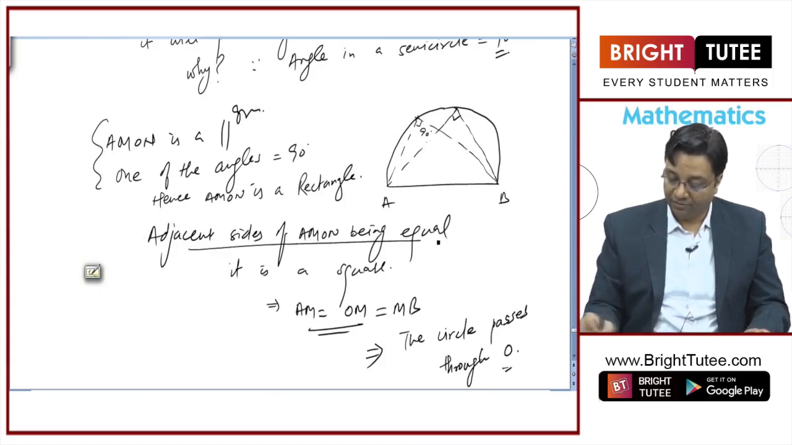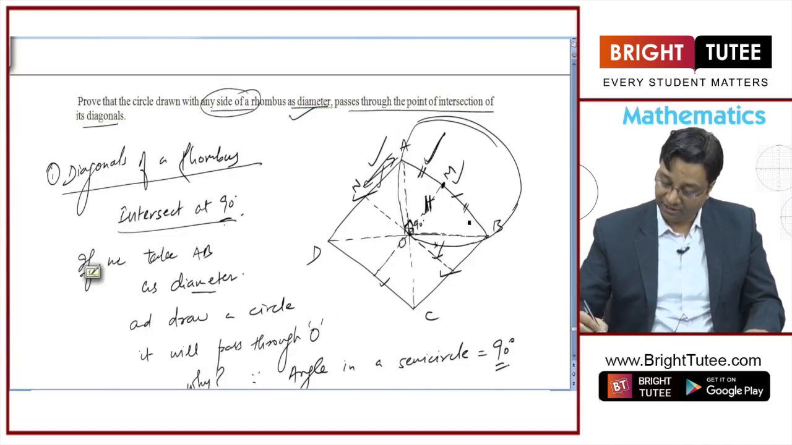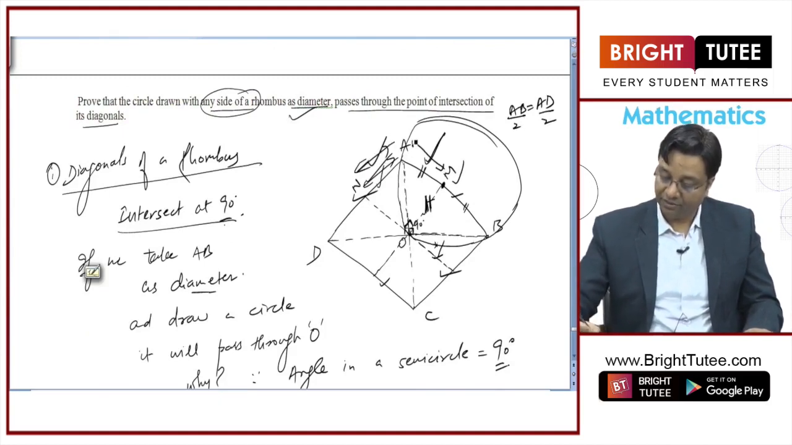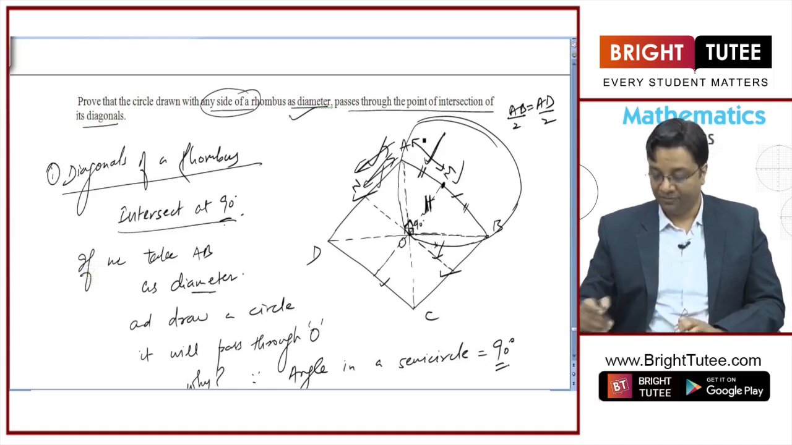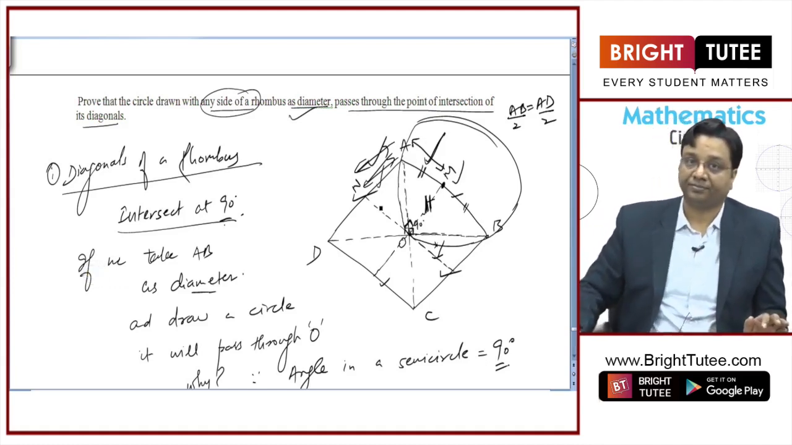Okay, so how did I prove that this is a square? By showing that AB is equal to AD, and I have taken halves of AB and AD as AN and AM. So these sides became equal, hence this quadrilateral AMON became a square.